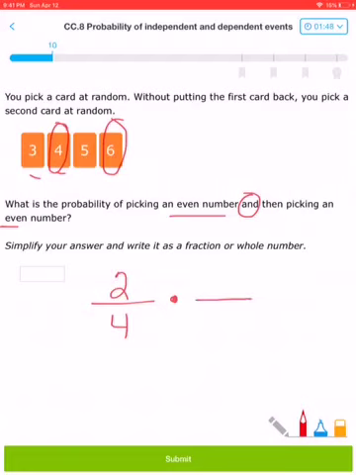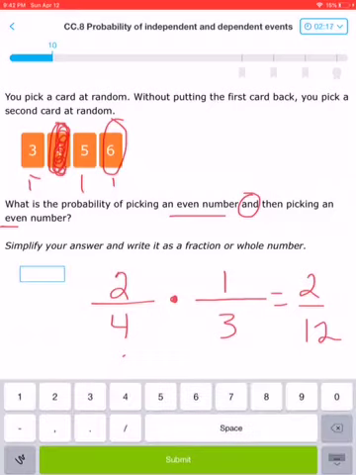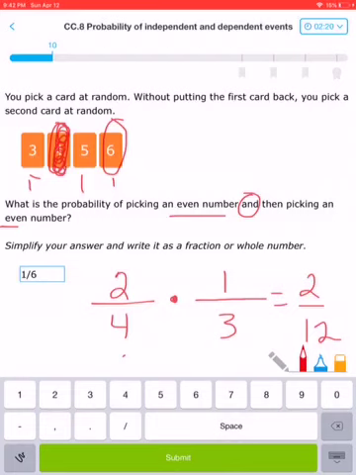Well, the second try, we're going to multiply that probability. Suppose I have picked an even card, and I've kept it. Let's suppose I got the 4. Well, there's only 1 even left now, and there are 3 cards left to choose from. So that one's going to be 2 times 1 is 2, 4 times 3 is 12, and then don't forget to simplify. 2 over 12 simplifies to 1 over 6 because they're both divisible by 2.